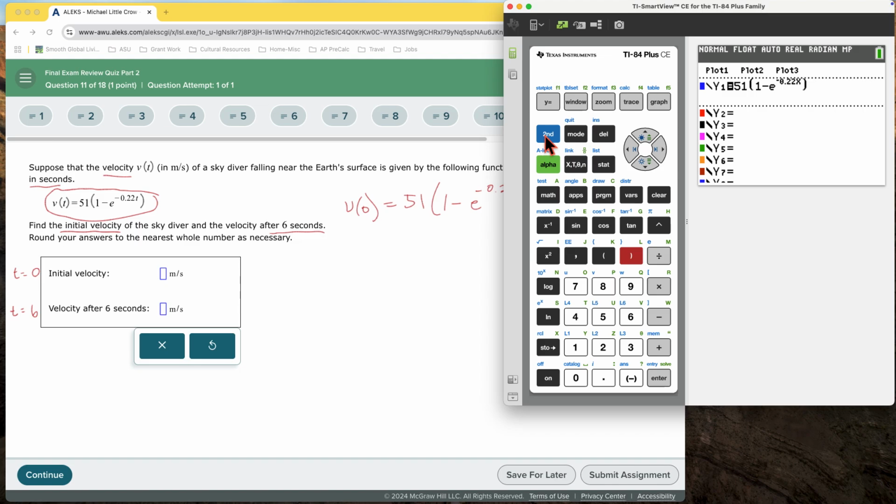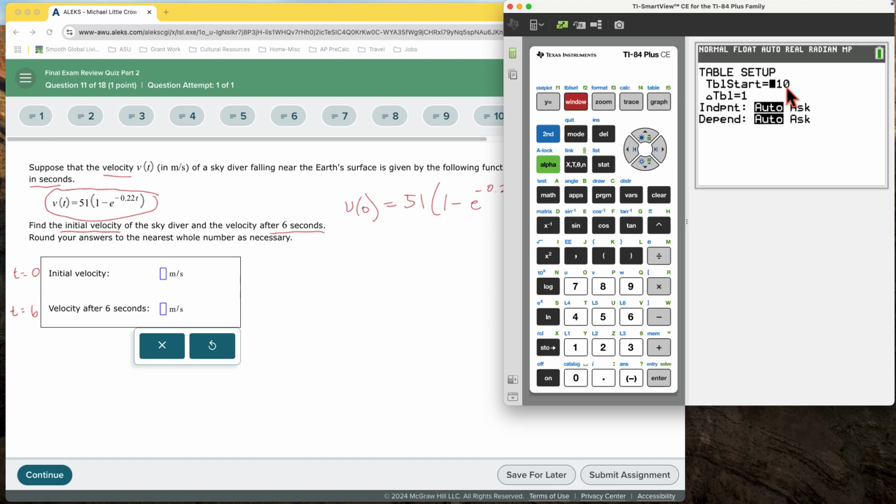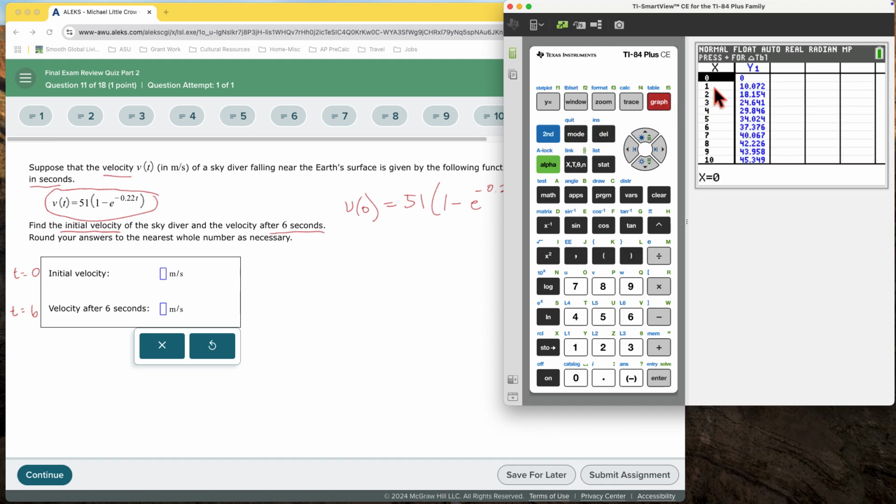Because we've been doing other things, I'm going to go to my table set. It's starting at negative 10. Let's start it at 0, because that's what we need first, right? So then all we have to do is go to the table. The table's blue, hit the blue button, table. 0 is 0, just like we calculated. That's the initial value.